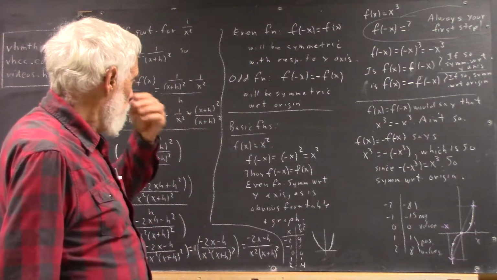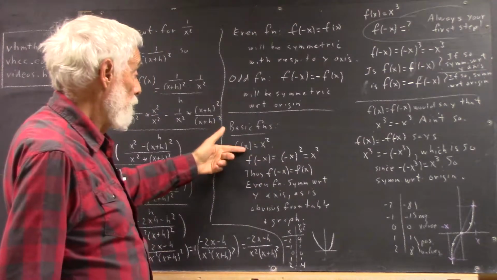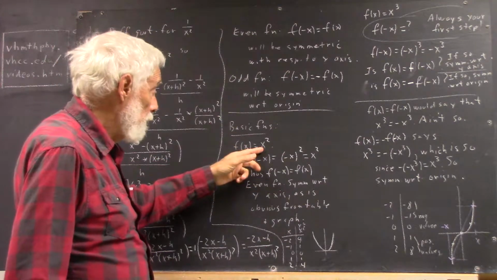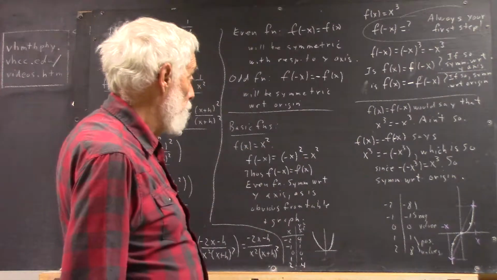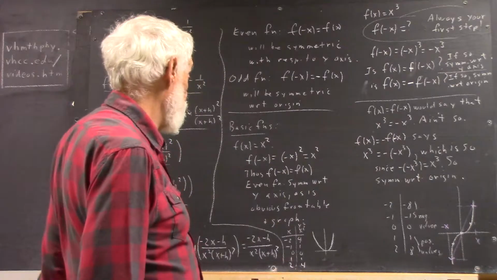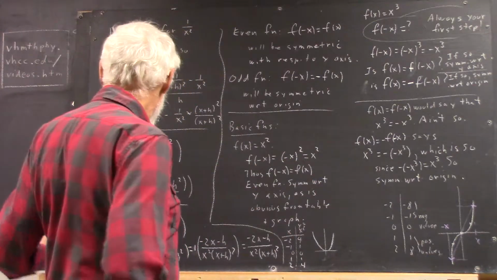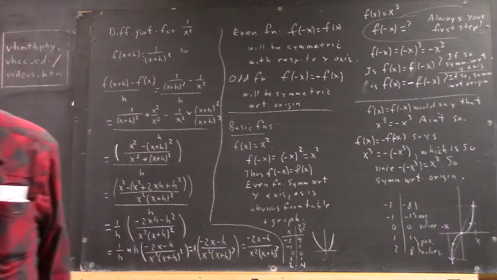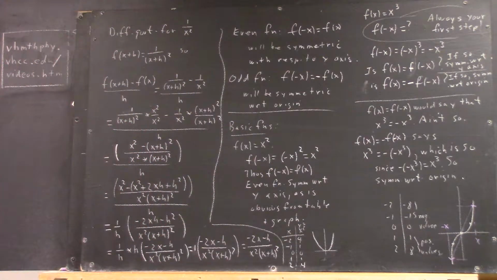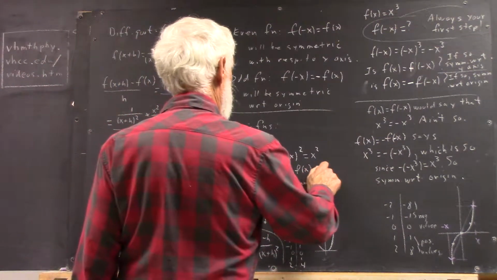For the x squared function, f of negative x is, well, we replace x with negative x, and we get negative x quantity squared, and of course negative x quantity squared is equal to x squared. Thus, f of negative x, which is equal to x squared, is equal to f of x, which is also equal to x squared.